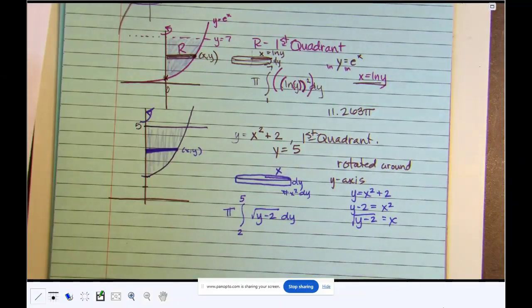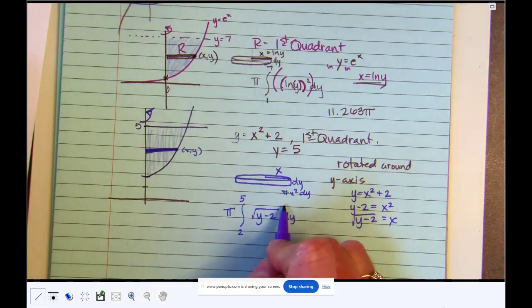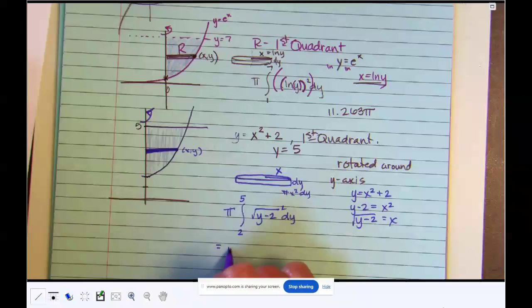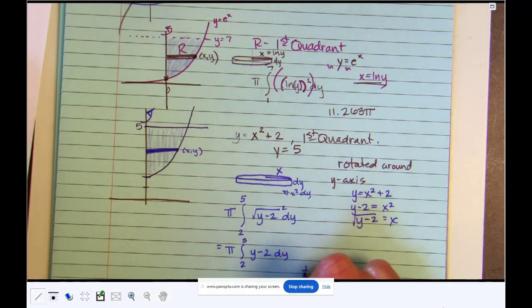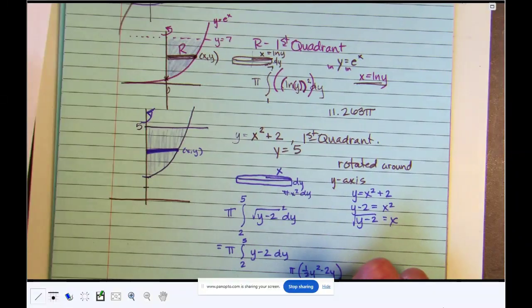No, but probably close. We did 7 and 2, not 5 and 2. Yeah, 16.5. We did 7 and 1. How did I get 0.55? Did you do the antiderivative of what? Minus 2. Okay, what's the antiderivative? 1/2 y squared minus 2y. Yeah, you're right. I have an integral from 5 to 2. Plug in the 5, plug in the 2.